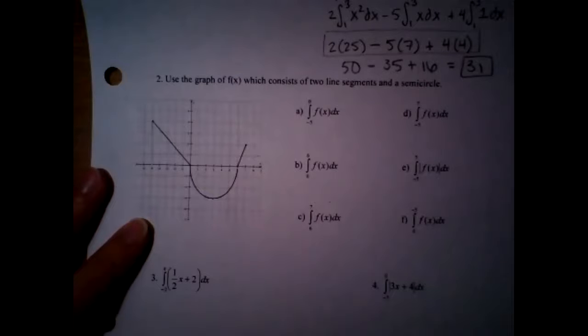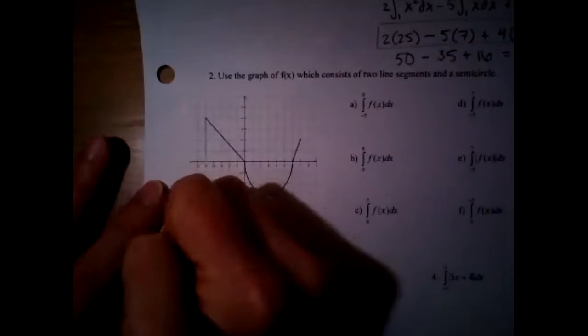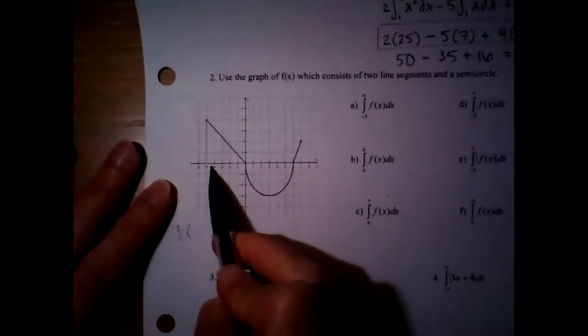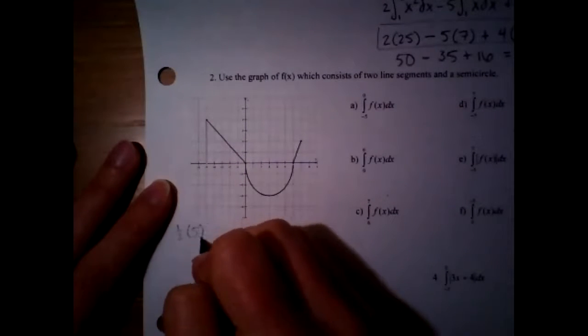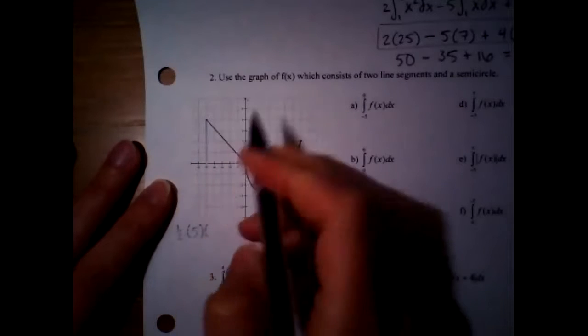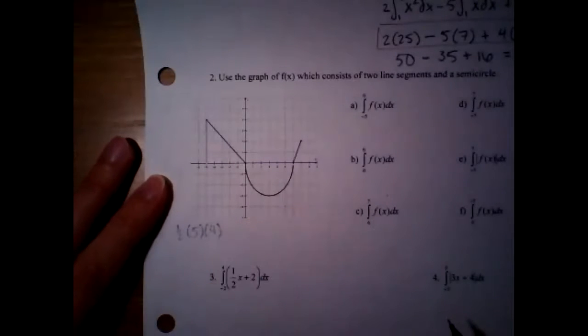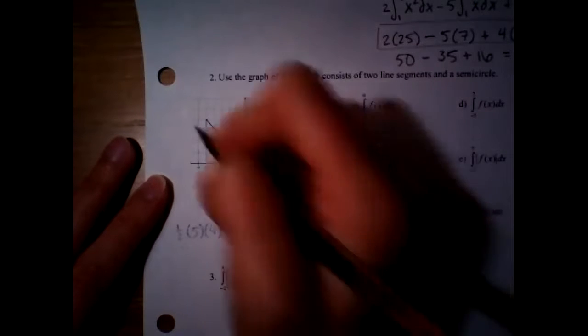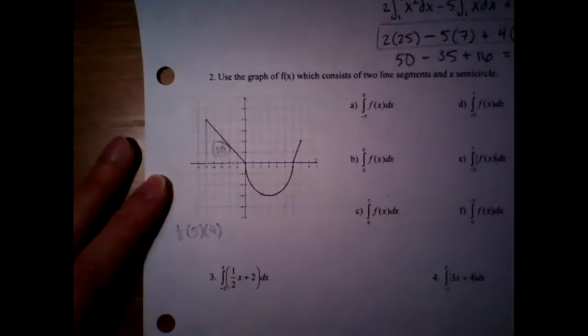All right, good. Nice job, guys. 1/2 base times height. Perfect. So I'm just going to work these out off to the side. 1/2, all right, this base is 5, and the height is 4. So 1/2 times 5 times 4. Half of 4 would be 2 times 5 is 10. So that triangle is worth 10.